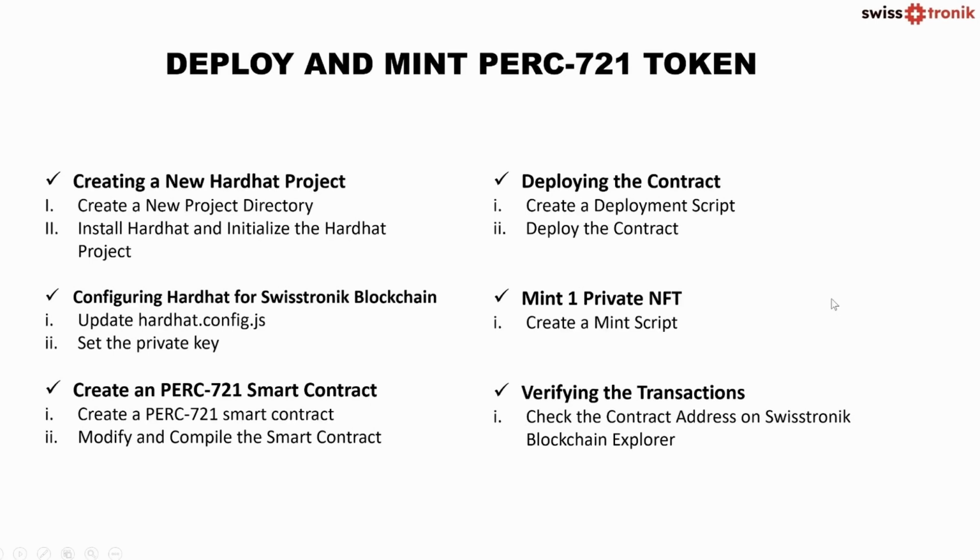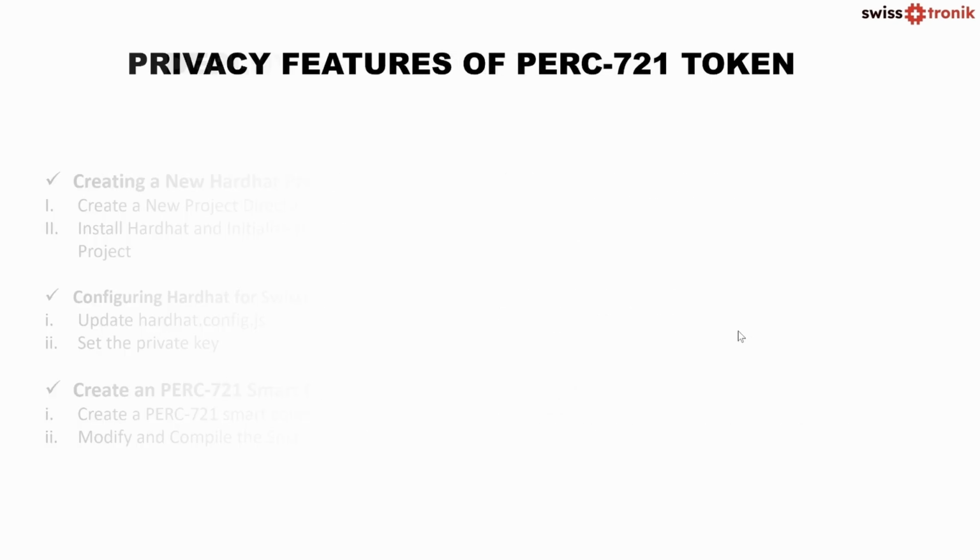Let's take a quick look at the privacy features of the PERC 721 token. The private ERC 721 NFT contract is a specialized version of the standard NFT smart contract that prioritizes privacy by restricting access to token information. Unlike traditional NFT contracts where all data is public, this contract ensures that only authorized parties can view and interact with the tokens. A few key points.